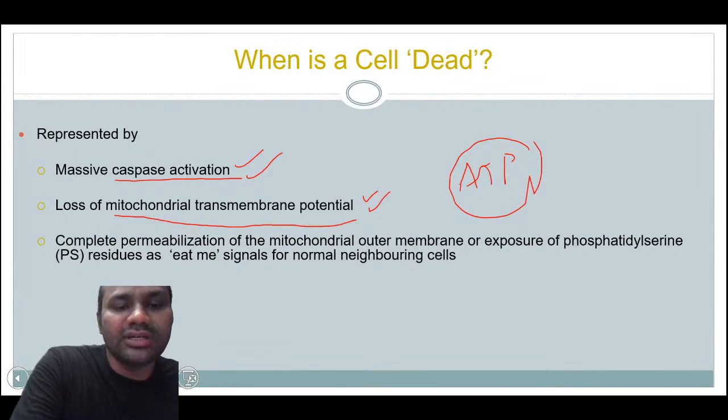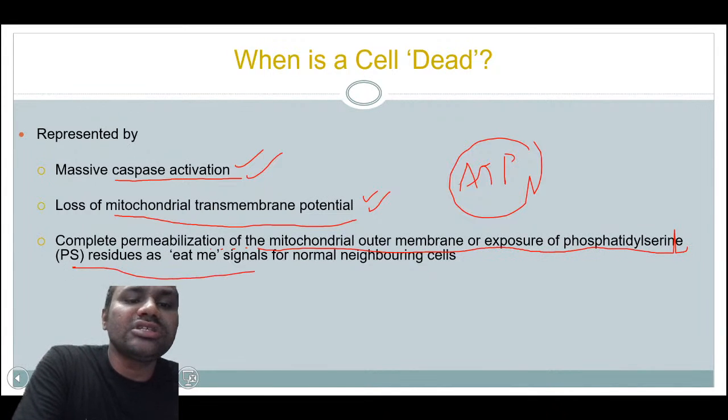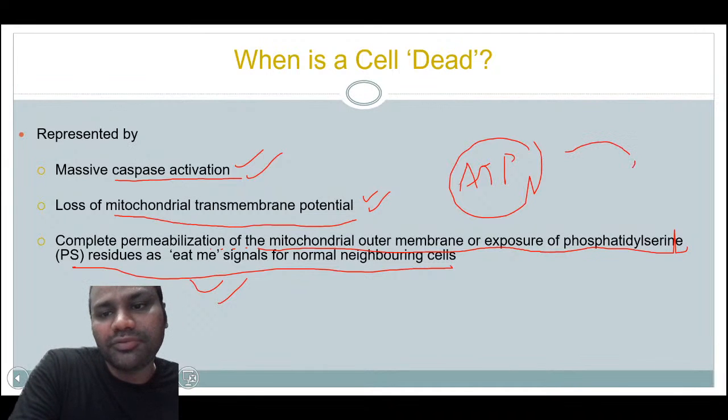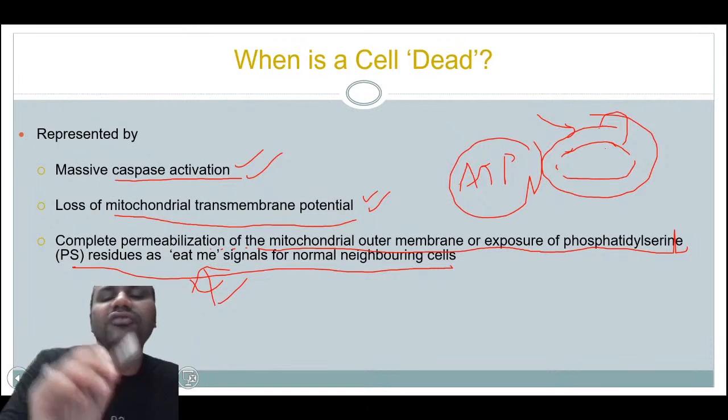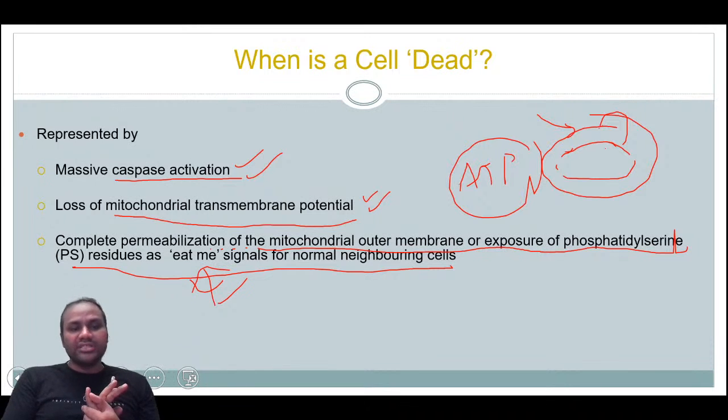Third is complete permeabilization of the mitochondrial outer membrane or exposure of phosphatidylserine. This is all about the eat me signal. What happens in apoptosis is that phosphatidylserine, which is on the inner side of the plasma membrane, comes to the outer membrane, and phosphatidylserine on the outside is an eat me signal for cells, so that will result in apoptosis. So this is all about apoptosis.